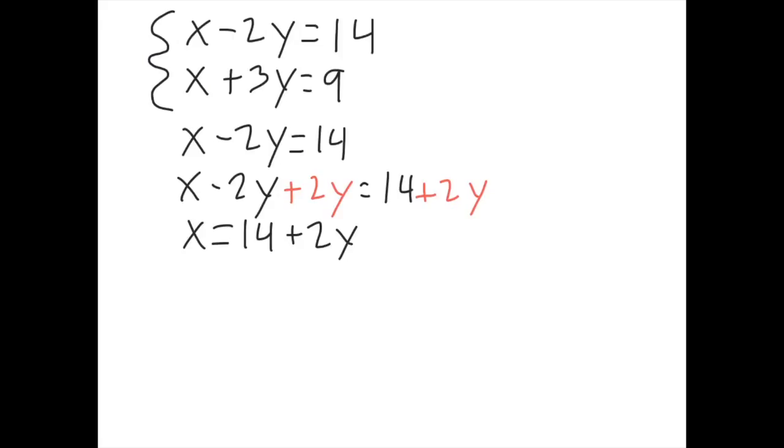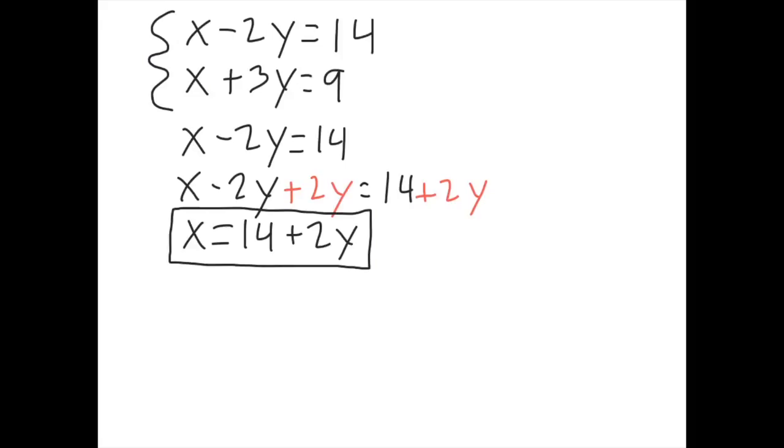So now we've got x equals 14 plus 2y. And what I like to do is, let's put a box around this, because this is going to be very important. So now that we have the x equals 14 plus 2y, we go back to the equation that we didn't use, which was x plus 3y equals 9, and we plug 14 plus 2y back in for x.